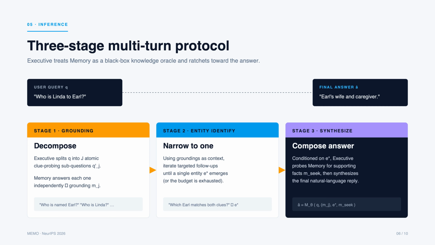At inference time, every user query goes through 3 stages. Stage 1, grounding. The executive decomposes the question into a set of atomic clue-probing sub-questions and asks each one independently of the memory model. The grounding responses give context for what follows. Stage 2, entity identification. Using those groundings, the executive iteratively narrows down candidate entities through targeted follow-ups until it converges on a single entity. Stage 3, synthesis. Conditioned on that entity, the executive probes the memory for supporting facts and produces the final answer. Crucially, all interactions happen through the executive's normal input-output interface.